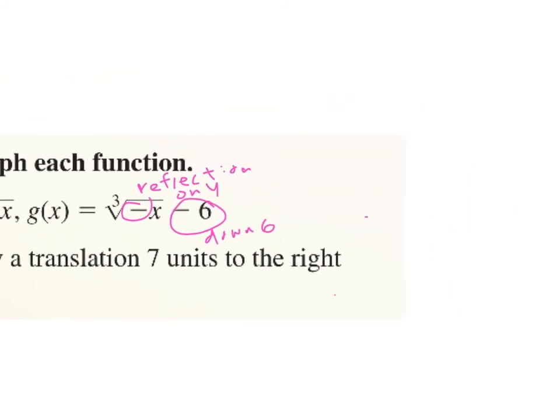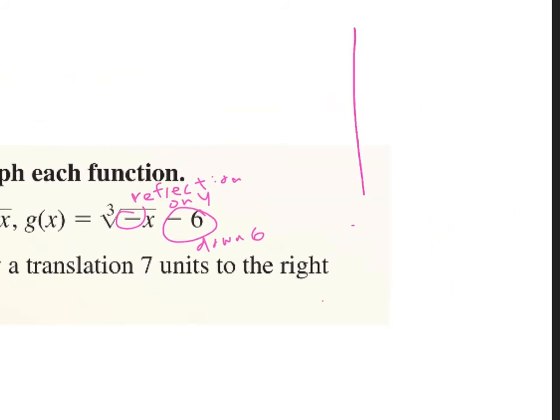So we take our parent function. Do we have a square root or a cubed root graph here? Cubed root. So our cubed root parent function looks like this. And then we need to apply our transformation. So we have a reflection on the y-axis.